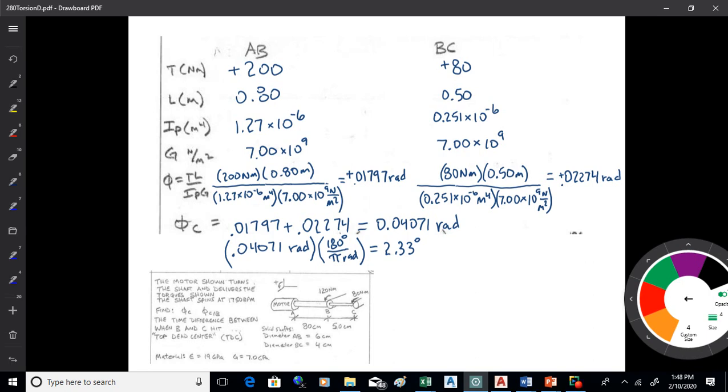So the end of that shaft, if I painted a dot on the top of the shaft at A, and then a dot on the top of the shaft at C, when it's not spinning and then started doing this, that dot at C is going to lag behind A 2.33 degrees when it starts spinning.